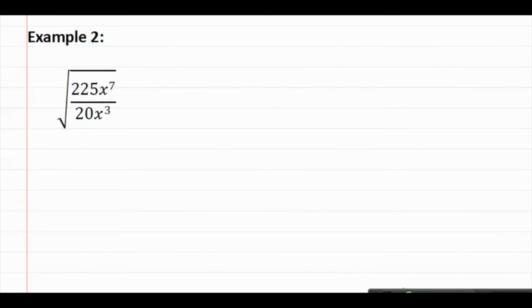Here's example 2. As you can see, there's things that can be reduced before we worry about the radical. So let's start there. We know that 5 goes into 20 4 times, and that 5 goes into 225 45 times. Next, let's reduce the x's. We have x to the 7th in the numerator and x to the 3rd in the denominator. That means there's 4 more in the numerator. So we cross off both and rewrite that there are 4 more in the numerator. Let's rewrite this so it's clearer.